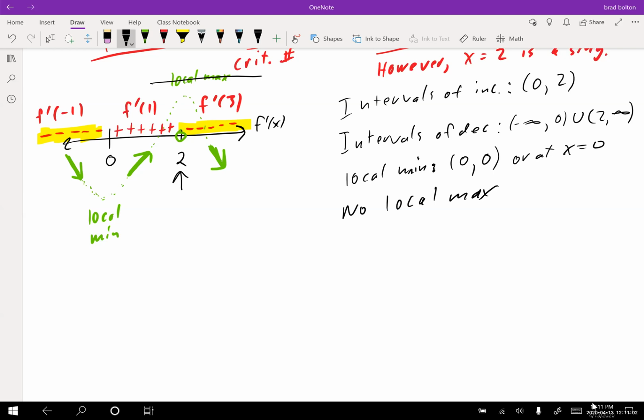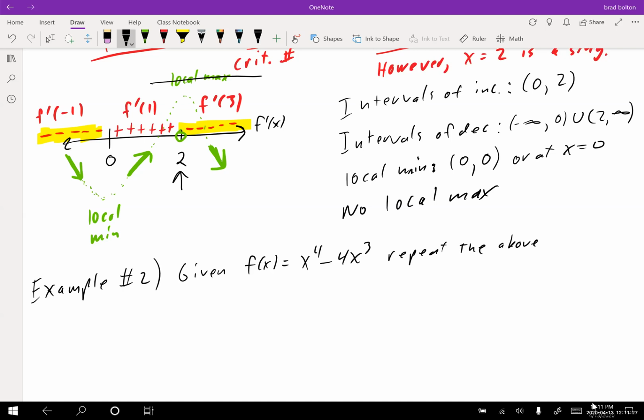Now let's try another one of these. Given f of x equals x to the 4th minus 4x cubed, let's do the same thing that we did above. Pause the video and see if you can answer all of the questions: the intervals of increasing and decreasing, the local mins and the local maxes. Please find all of those. So pause the video and give it a shot.